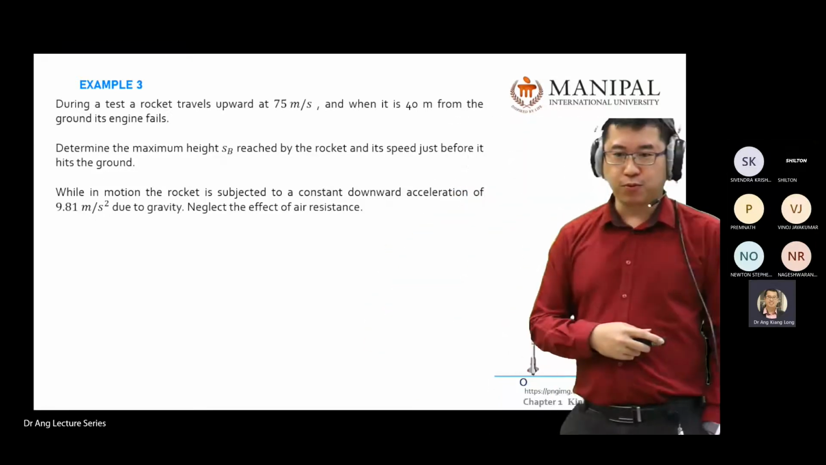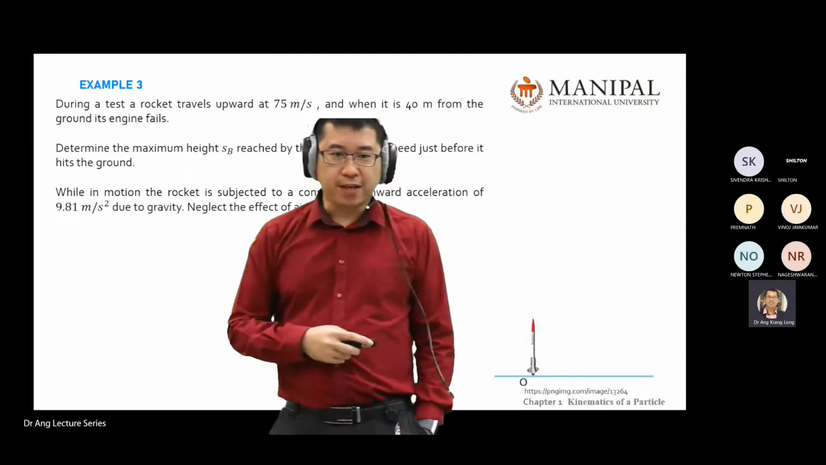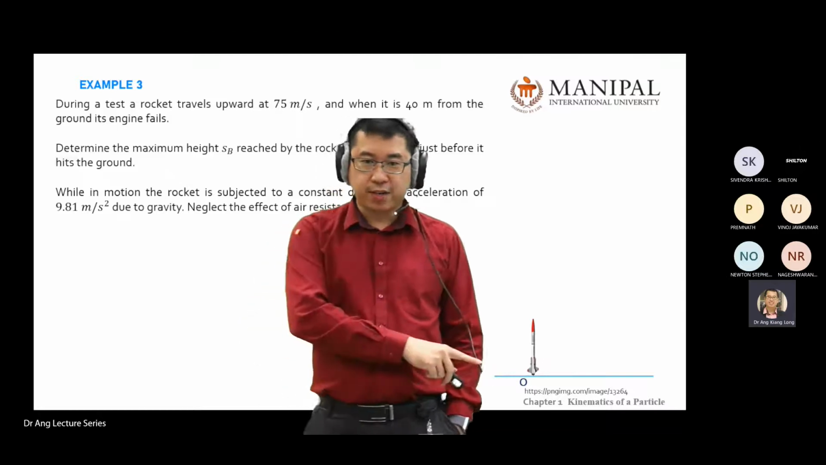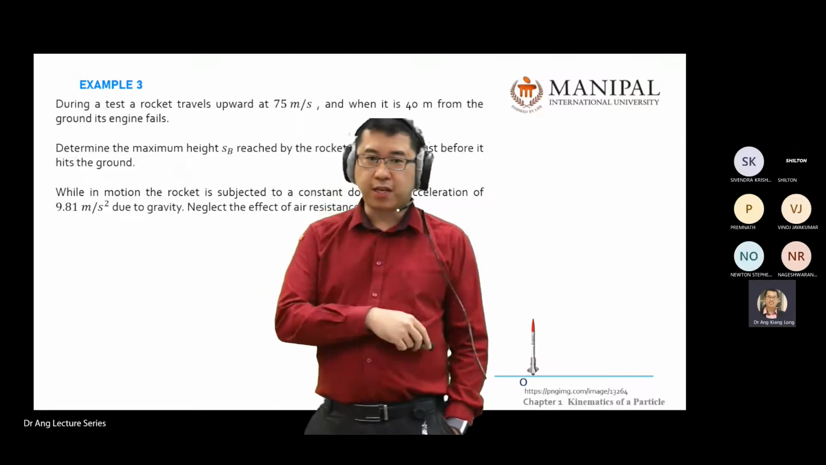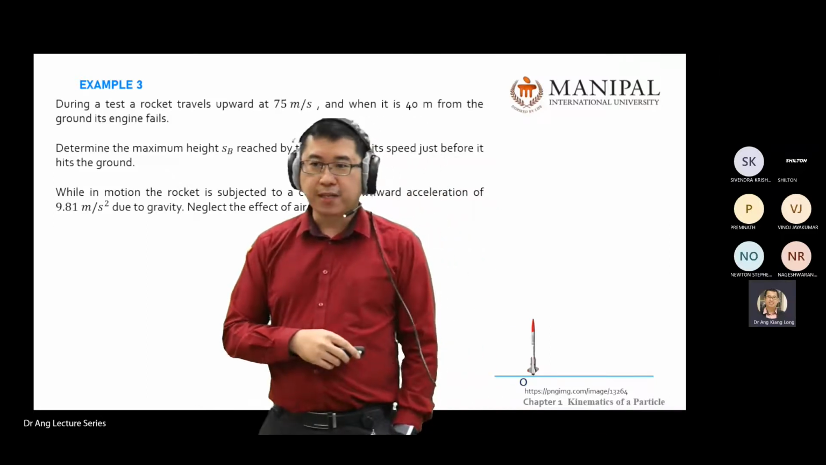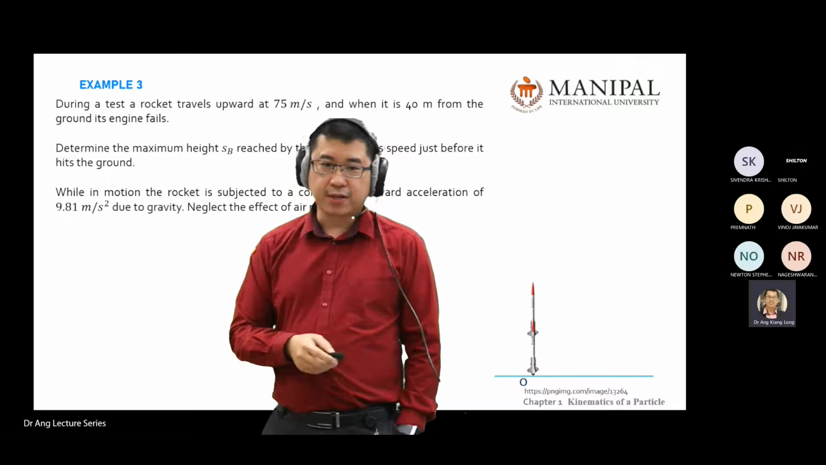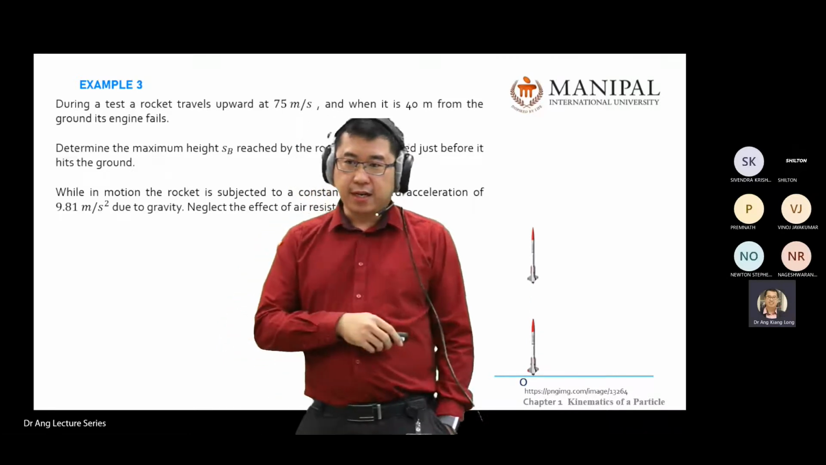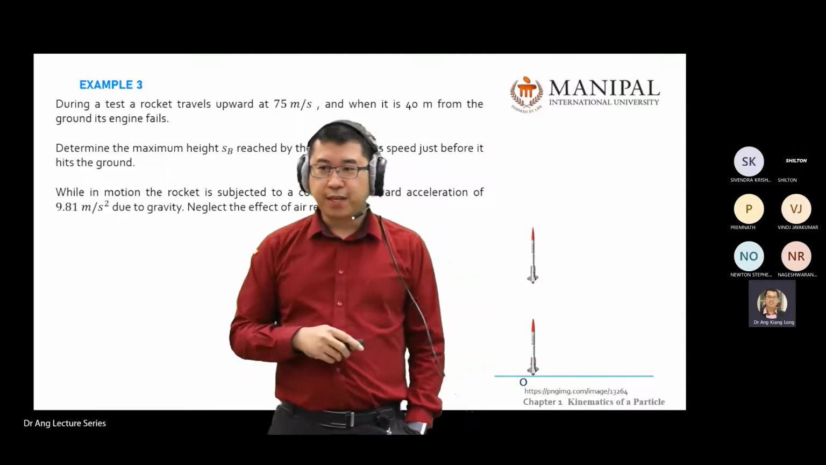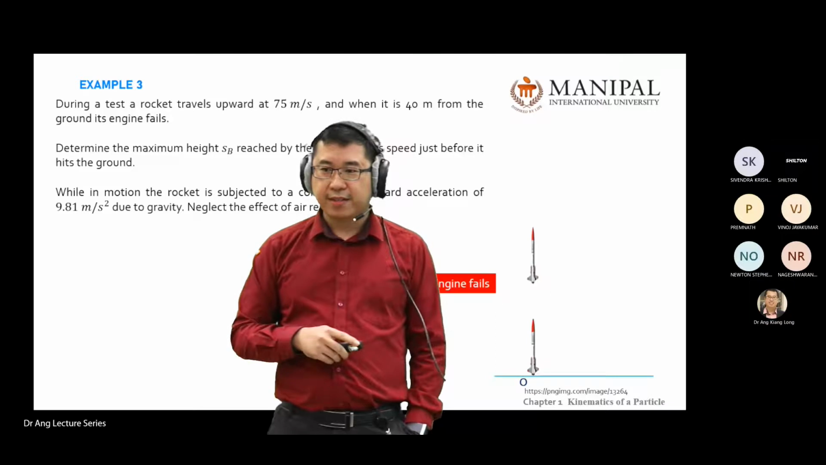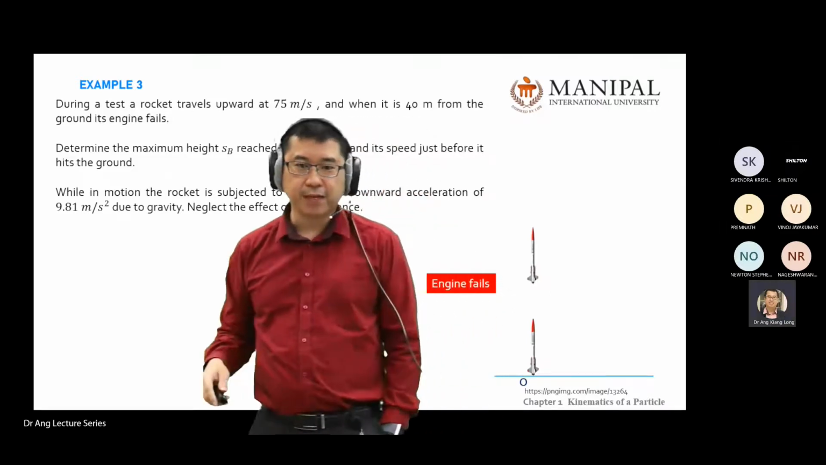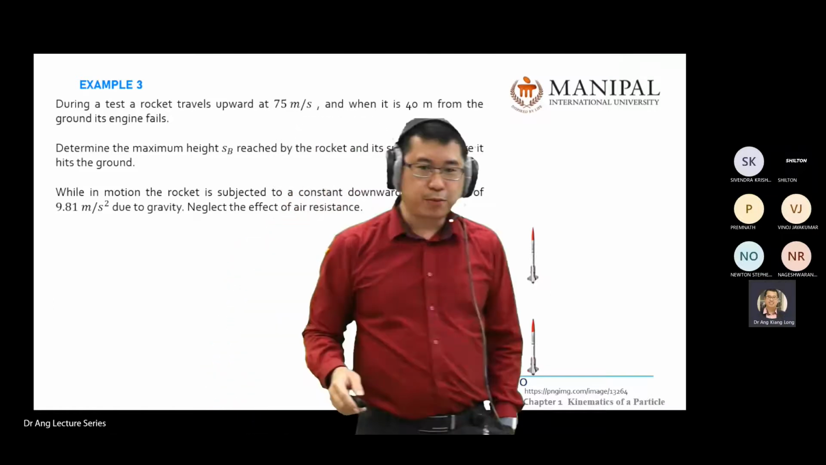Maybe I'll move to this side. So during a test, this rocket over here travels upward with a speed of 75 meters per second. And when it is 40 meters in the air, you can see this rocket flies at 75 meters per second, and then at 40 meters in the air, the engine failed. The rocket engine failed. Let me move outside from the screen.